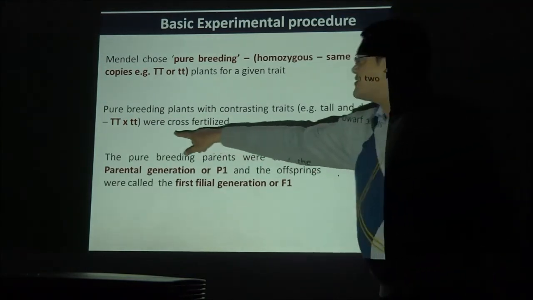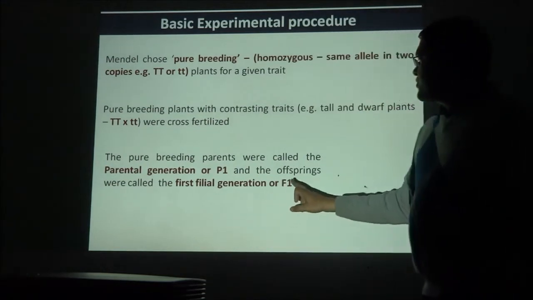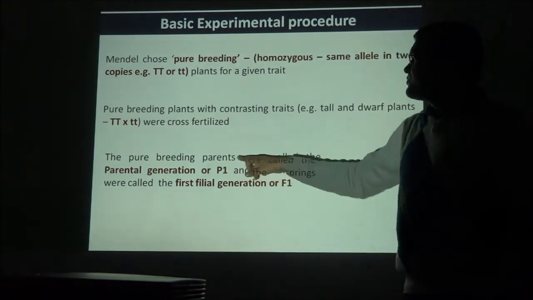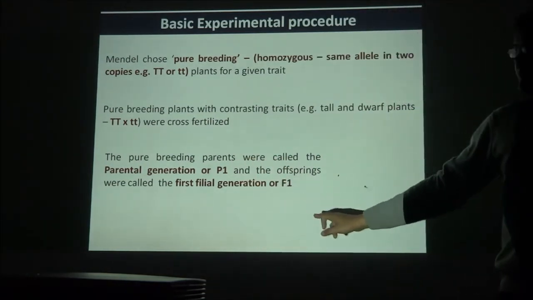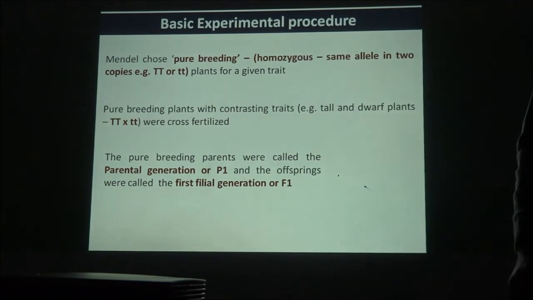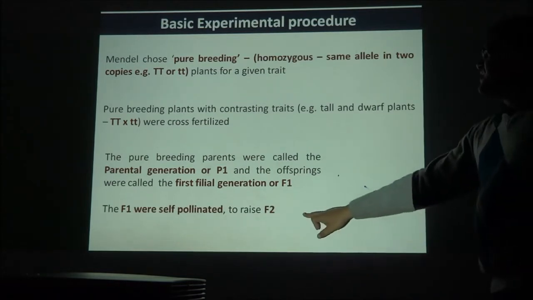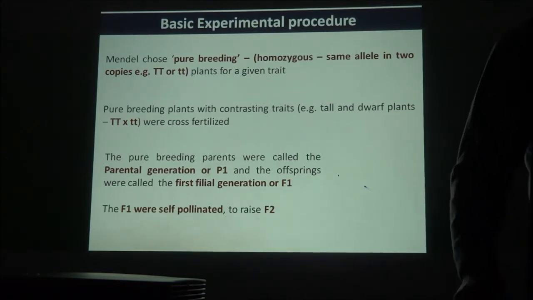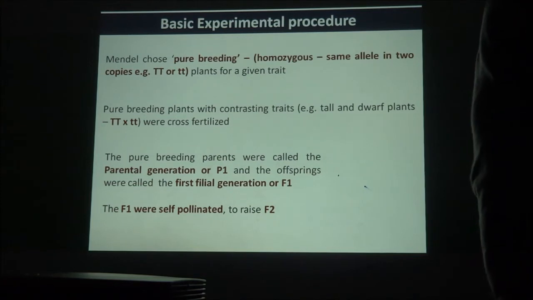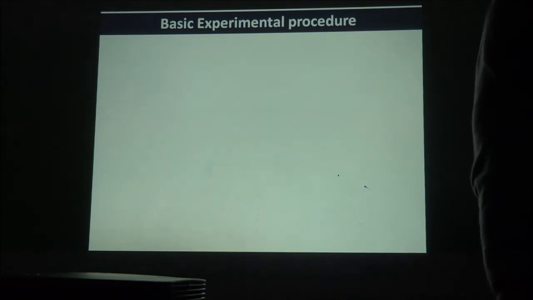These are the parental generation or P1, and the offspring that you get from this cross are known as the first filial generation or F1. And then he selfed the F1 plants to raise what is known as the F2 or second filial generation. This is the typical experimental plan that Mendel followed for all his experiments.